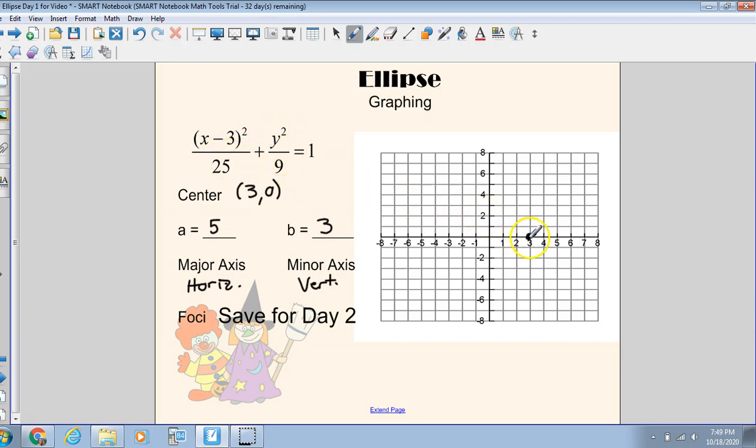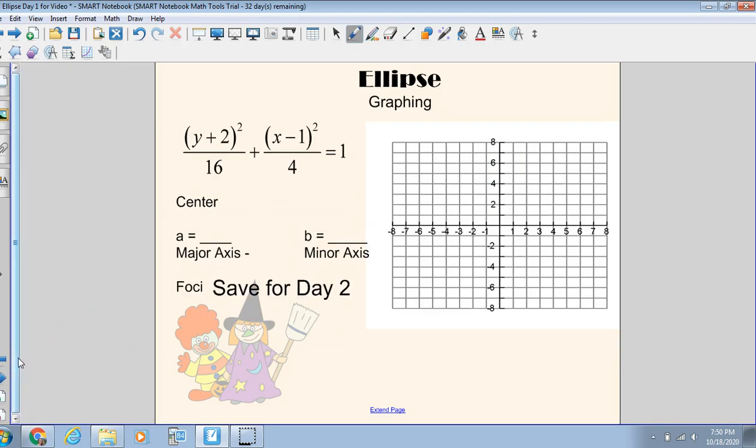So from our center point, we will move 5 to the left, 1, 2, 3, 4, 5, and 5 to the right, 1, 2, 3, 4, 5. And up and down we'll move 3: 1, 2, 3 units, and 1, 2, 3 units. And then we connect them, making a nice smooth curve. Kind of like an egg, an oval, a little bit like a football. It doesn't have to be perfect. Obviously mine is not. But just like with the circles, there should not be any corners. If you've got any sharp angles, then you need to fix that. Okay, and there we go. We just graphed an ellipse.